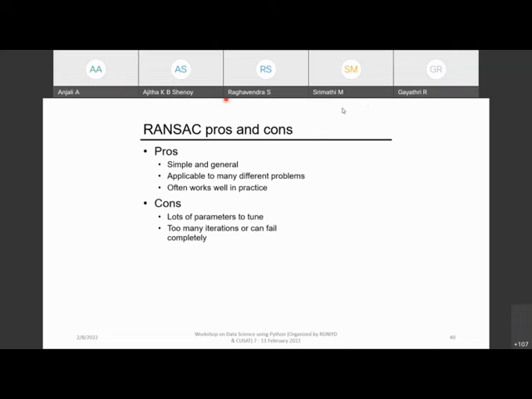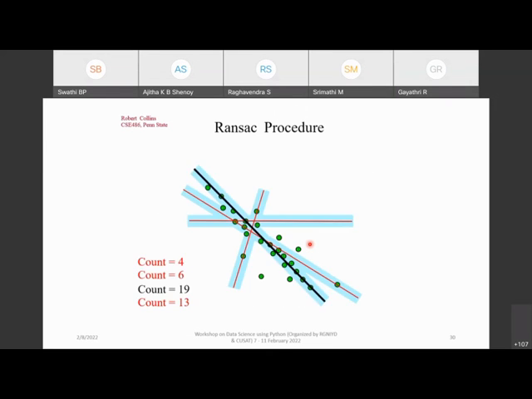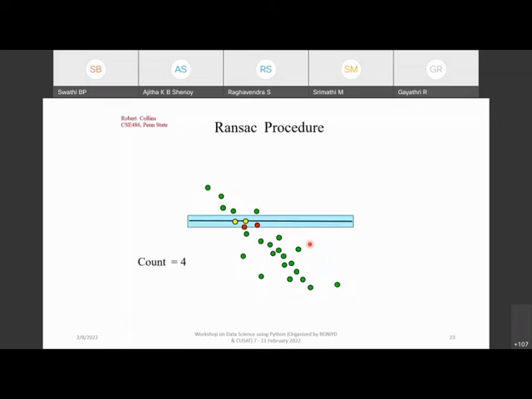Any doubt regarding this? Can I move to the next? Yes, sir. I have a doubt with respect to slide number 23. Yes, sir. This one.